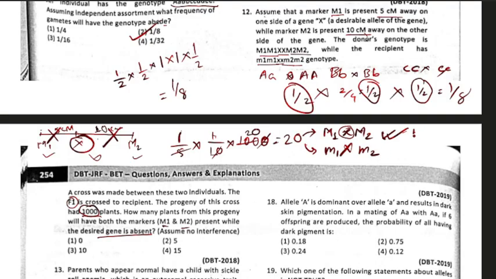So this is half of the total double crossovers. Half of 20 is 10, and the other type is also half of 20, that is 10. So the number of our desired plants is 10. Option C.